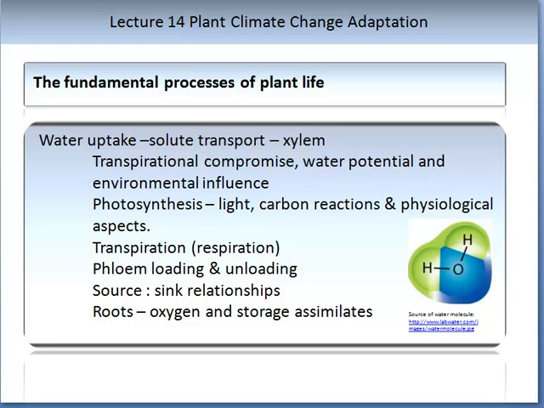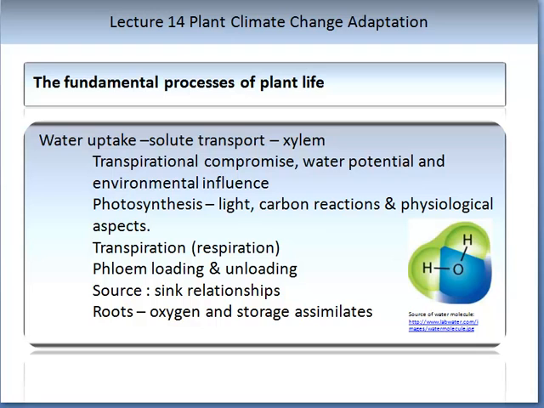Photosynthesis is another important fundamental process of plant life. We will understand components of how light is converted into chemical energy. This involves carbon reactions and physiological aspects. We also understand that there are different carbon reactions across the plant kingdom. These include C3, C4 and CAM.